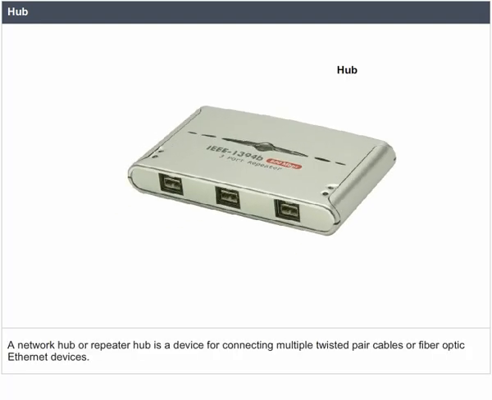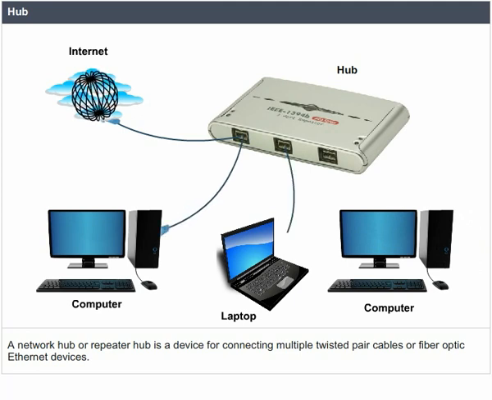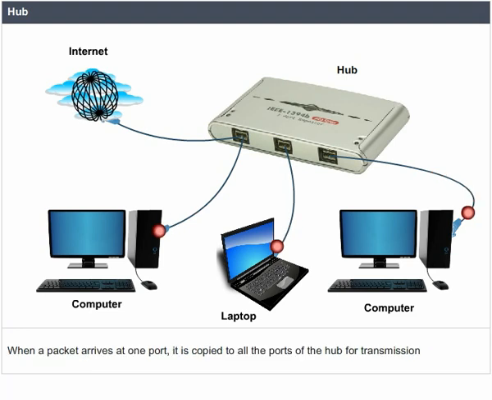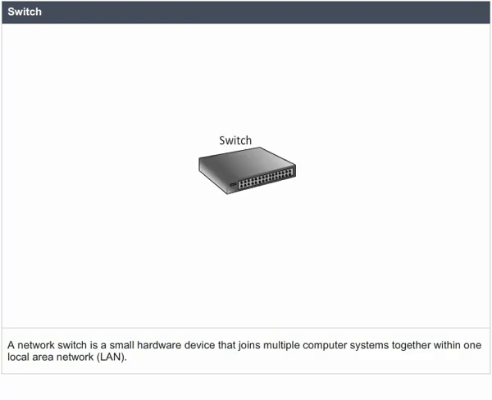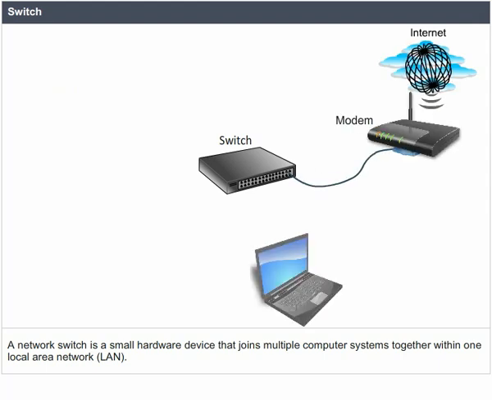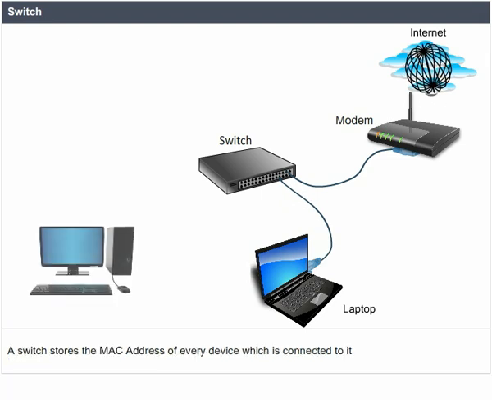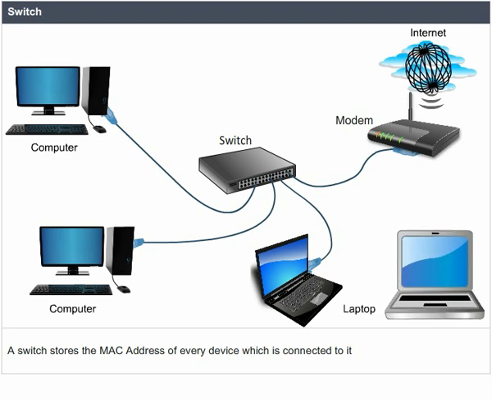Hub. A network hub or repeater hub is a device for connecting multiple twisted pair cables or fiber optic Ethernet devices. When a packet arrives at one port, it is copied to all the ports of the hub for transmission. Switch. A network switch is a small hardware device that joins multiple computer systems together within one local area network, LAN. A switch stores the MAC address of every device which is connected to it.